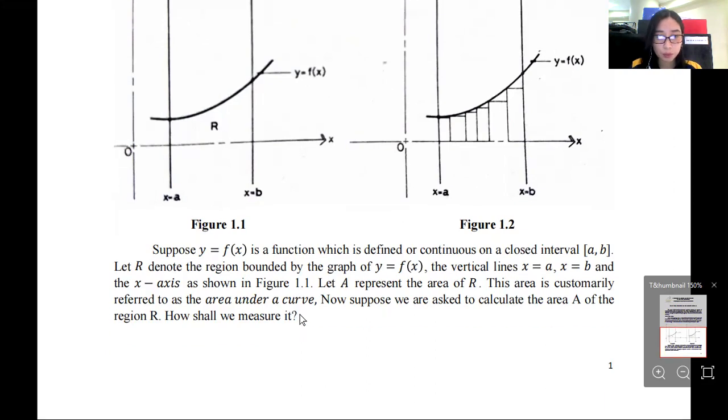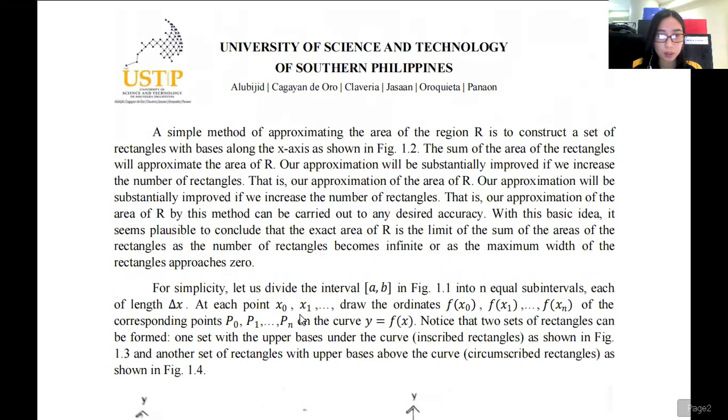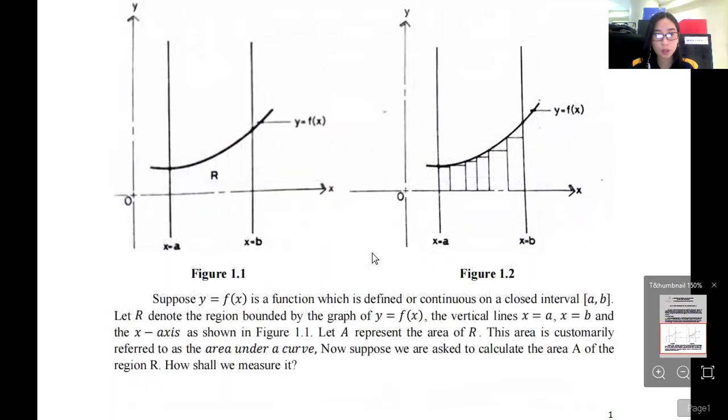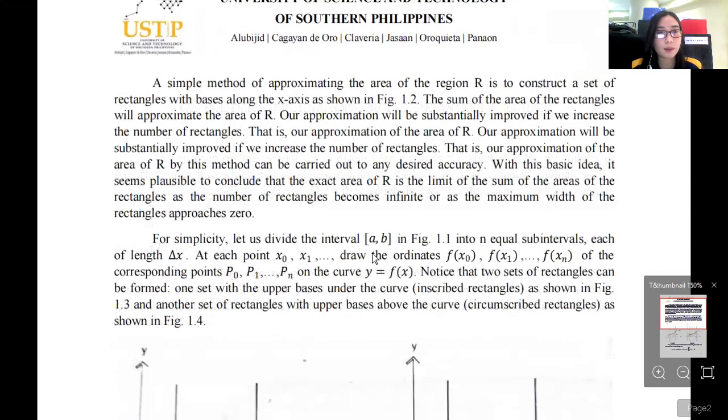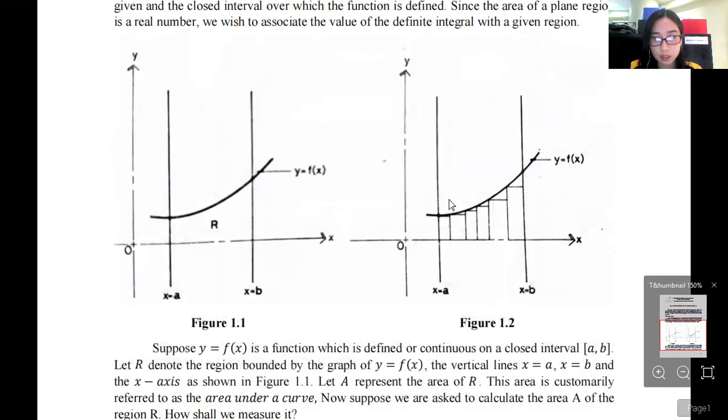So now we suppose we are asked to calculate the area of the region R. So how shall we measure it? So a simple method of approximating or estimating the area of the region R is to construct a set of rectangles. So, class, we slice it into tiny or small rectangles. So the thinner the rectangles, the closer our estimation is to the real value.